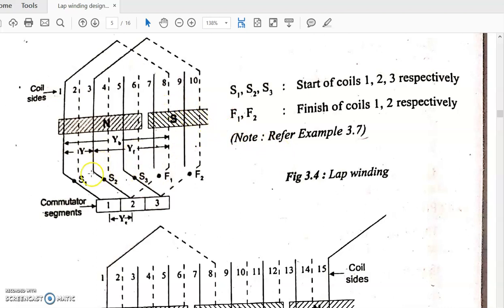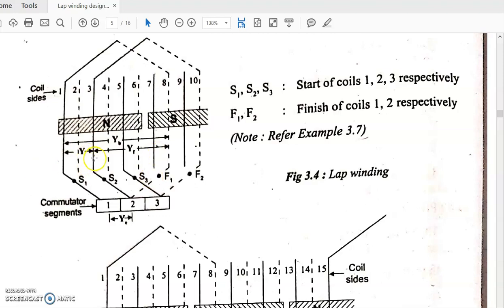This dark line represents the start of a winding. So it is S1, start of a coil. S1, S2, S3 and so on. And this is the finish of a coil. F1, F2 and so on are the finish of a coil. Now all the pitches that we have just discussed we can see here.